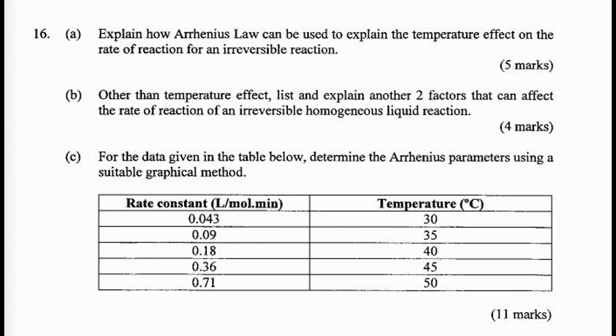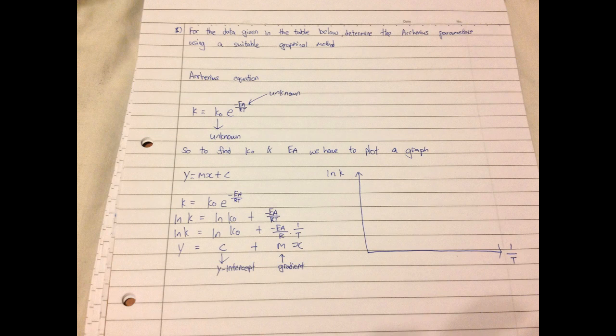Part C. For the data given in the table below, determine the Arrhenius parameters using a suitable graph method. The first step is to write down the Arrhenius equation. After writing the Arrhenius equation, we have to manipulate the equation into y equals mx plus c. This way, we can plot a graph using the new equation. So how can we get y equals mx plus c?